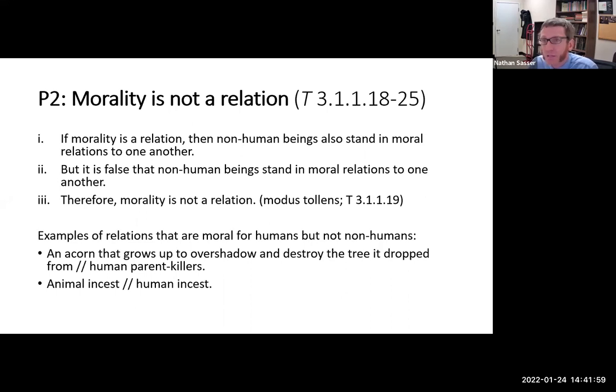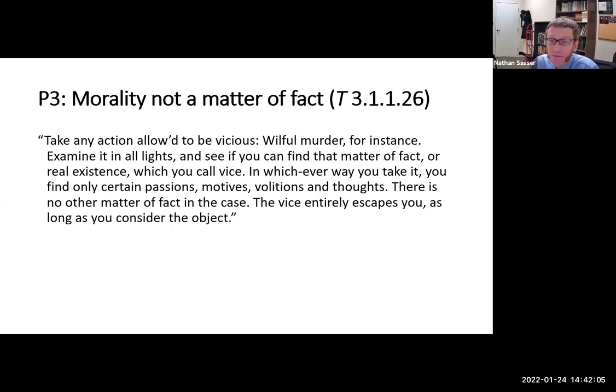Maybe you want to punt and say, you're right, morality is not just a relationship, but it's a specific fact all by itself. And Hume's argument here is very simple, but at the same time, very powerful. He simply says, where is the fact of badness? Where is it? Show me the money. I can't find it, he says.